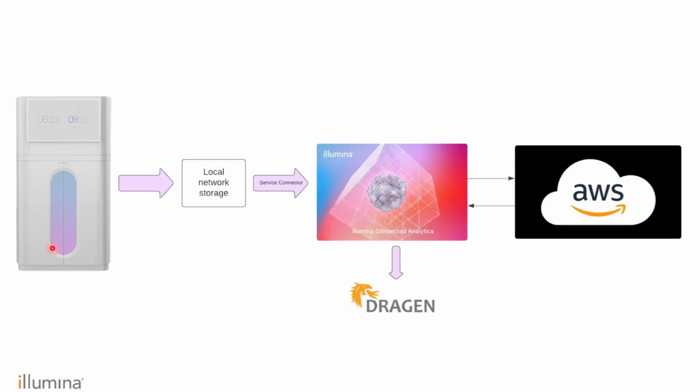Say you have a NovaSeq X in your lab that's connected to on-premise network storage. That means the data that comes from these sequencing runs will be located in your local network storage. You can use the Service Connector to get the data in your local network storage automatically into ICA, which will be stored in the cloud in your connected S3 bucket. This will help reduce your local storage burden. Once the data is in ICA, you can leverage the ICA analysis tools to run Dragon analyses.